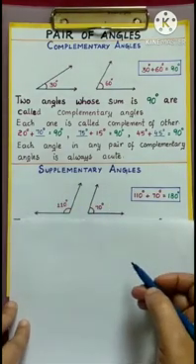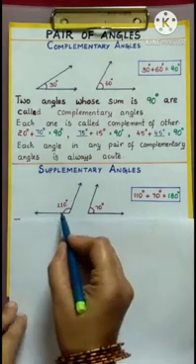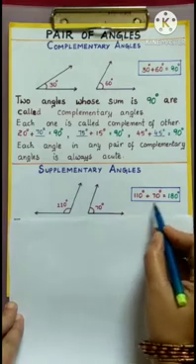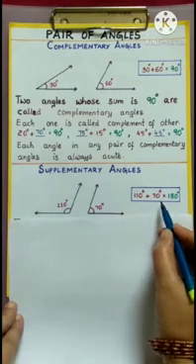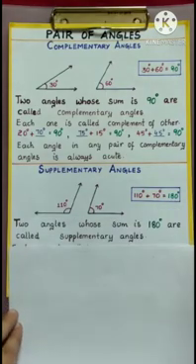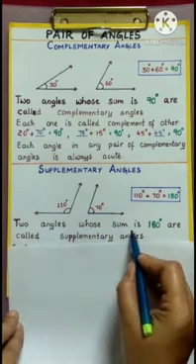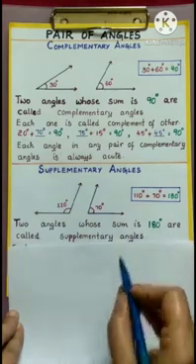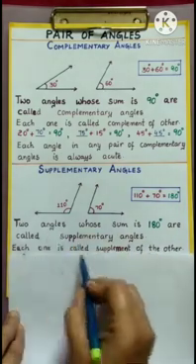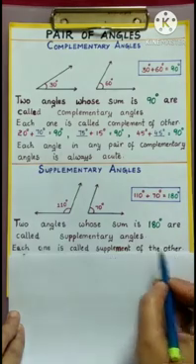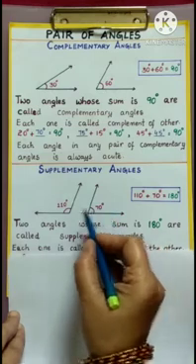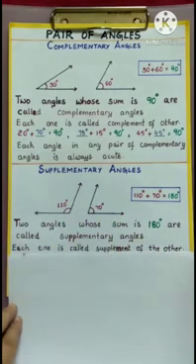Now come to the next one. Supplementary angles. Now again observe the angles here. 110 degrees and 70 degrees. Now here what is the sum of the two angles? 110 degrees plus 70 degrees, which is 180 degrees. It means two angles whose sum is 180 degrees are called supplementary angles. And also we can say that each one is called the supplement of the other. So 110 degrees' supplement is 70 degrees, 70 degrees' supplement is 110 degrees.